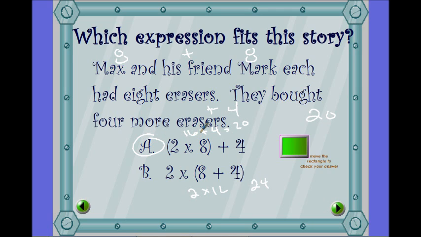Now the reason that is, is because we know that Max and Mark, so 2 people, have 8 erasers, so that's why we go 2 times 8 first, and then together they bought 4 more. So that's what that is, 2 times 8 in parentheses plus 4.